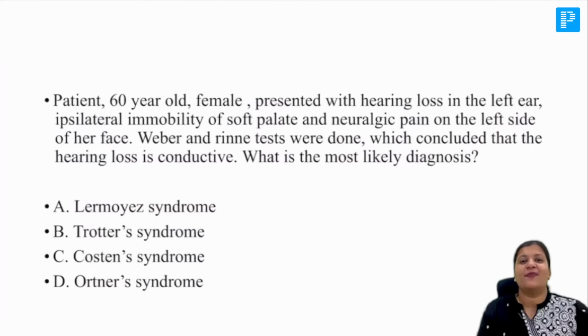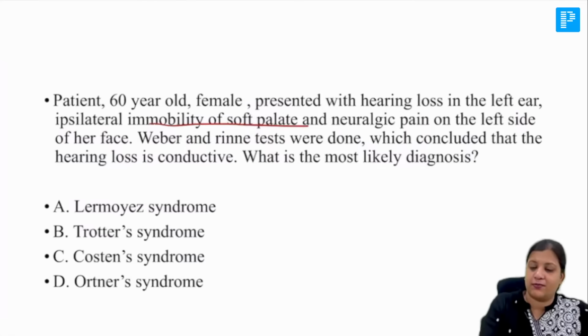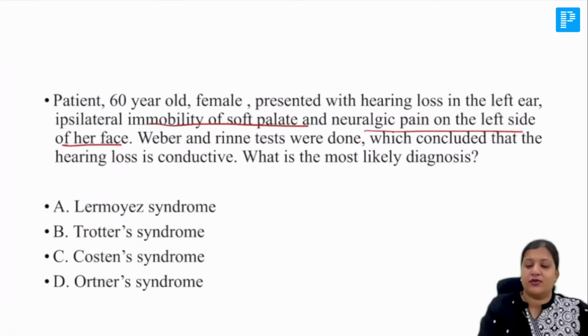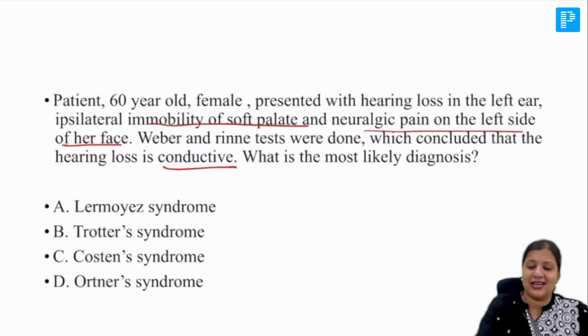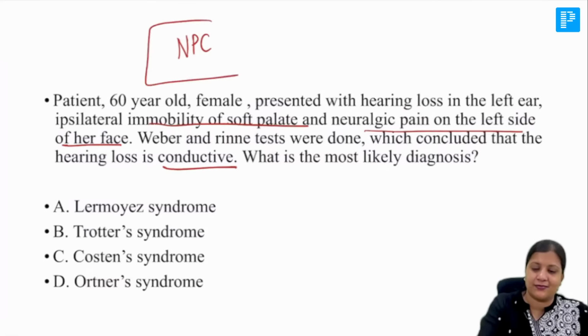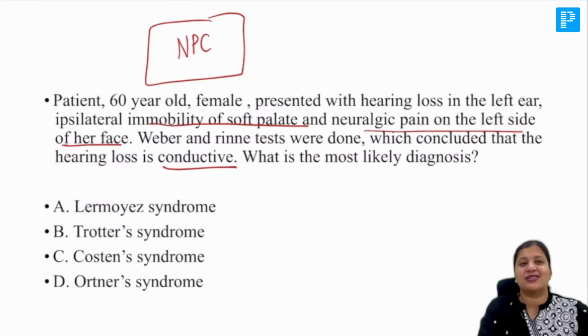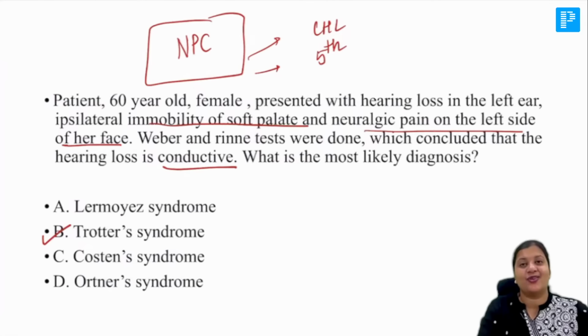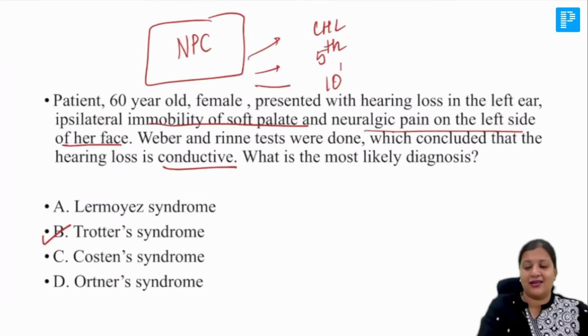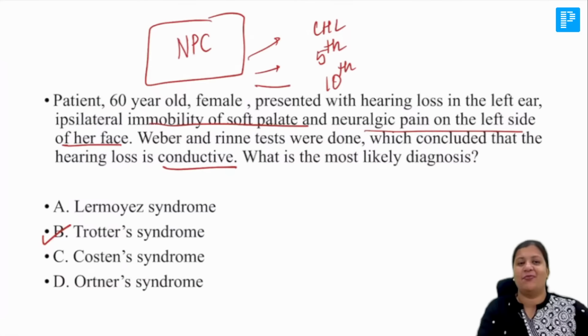A 60-year-old female presented with hearing loss at the left ear, ipsilateral immobility of the palate, neuralgic pain on the left side of her face. Rinne and Weber was done indicating conductive hearing loss. What is this diagnosis, which is seen in nasopharyngeal cancer? Yes, so this is called as Trotter syndrome, seen in nasopharyngeal cancer, where the patient has conductive hearing loss, fifth nerve involvement causing pain around the distribution of fifth nerve, and 10th nerve involvement causing palatal palsy.